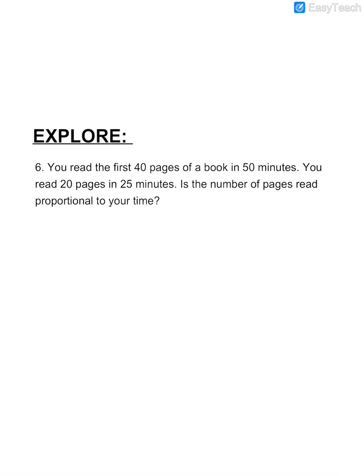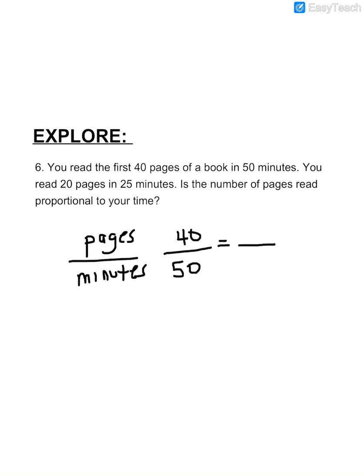Let's look at this word problem. You read the first 40 pages of a book in 50 minutes. You read 20 pages in 25 minutes. Is the number of pages read proportional to your time? So again, remember to set up that starter ratio. We're comparing pages over minutes. So now that I have my starter ratio, I can start filling in the numbers. 40 pages in 50 minutes, and my second ratio would be 20 pages in 25 minutes.